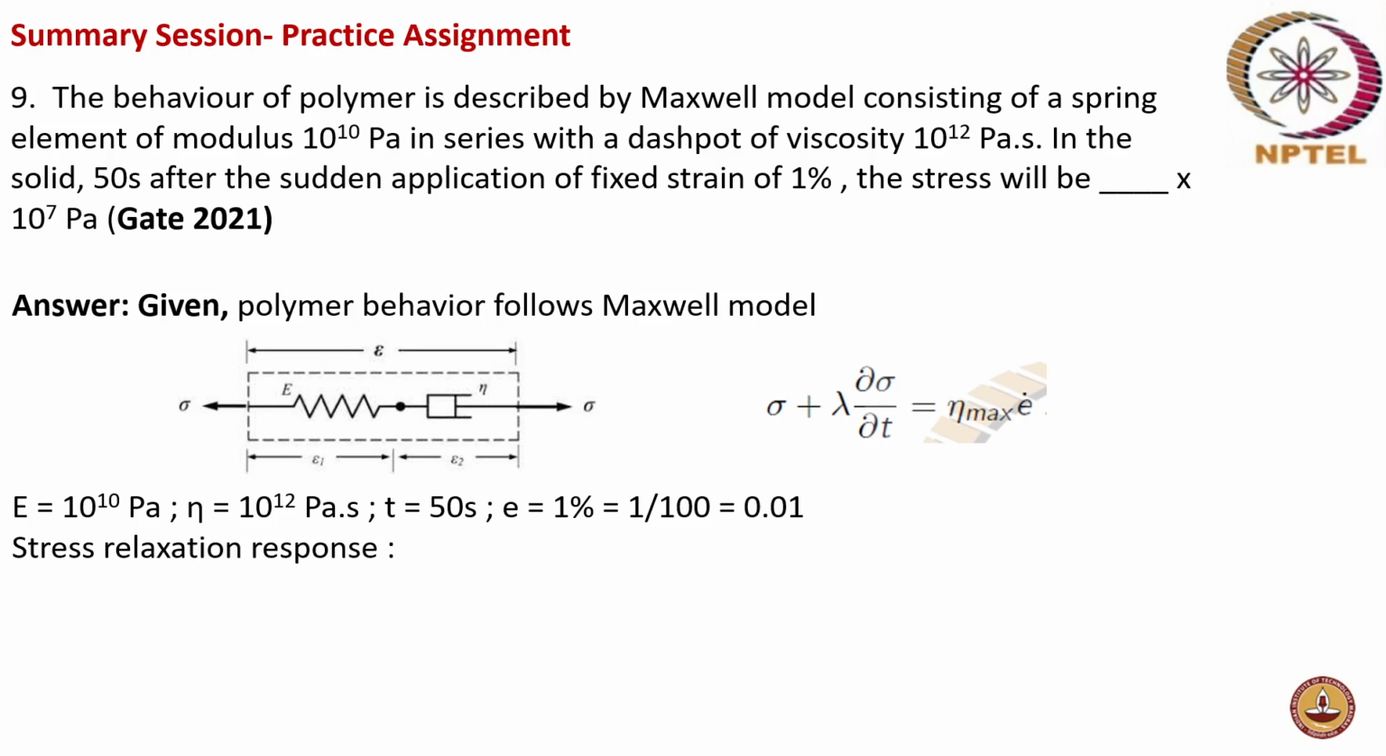So they have given sudden application of a fixed strain, and then it is released, right? And then they have asked what will be the stress after 50 seconds. Sorry, the strain is not released; there is a sudden application of a fixed strain of 1%, and then this strain is maintained for the rest of the time. Now they are asking what will be the stress after 50 seconds of maintaining this 1% strain.